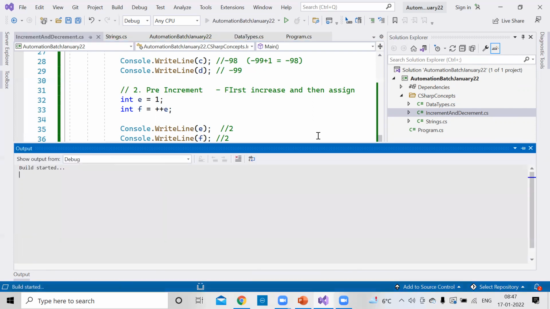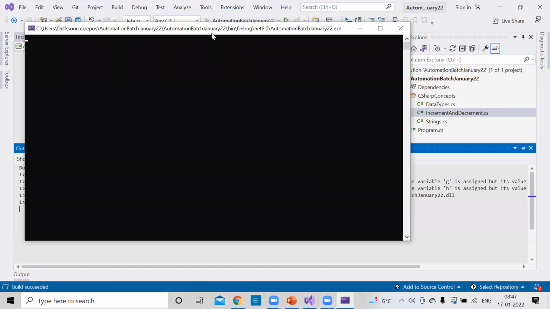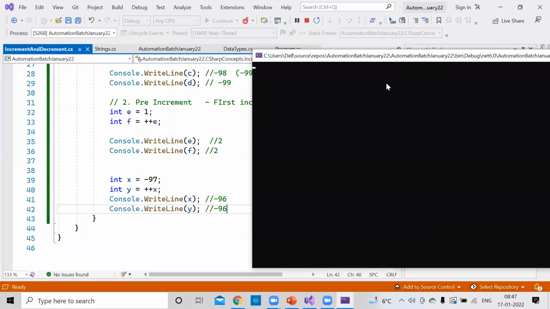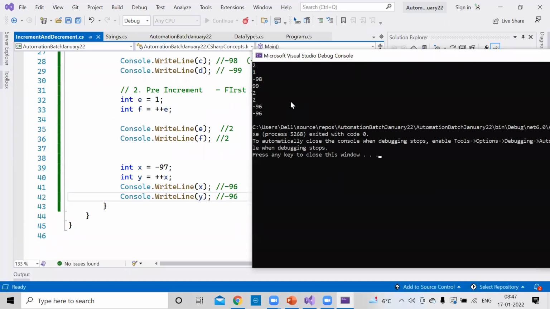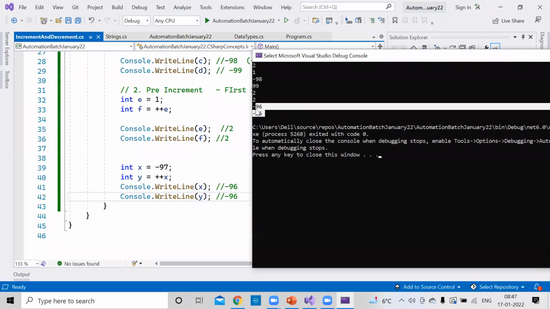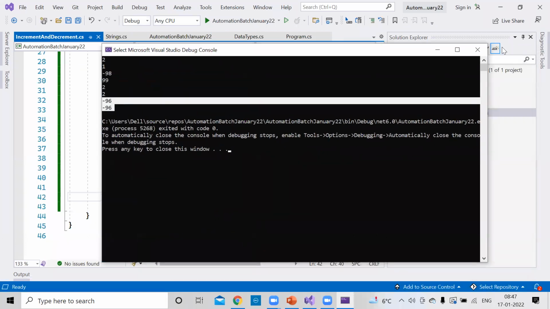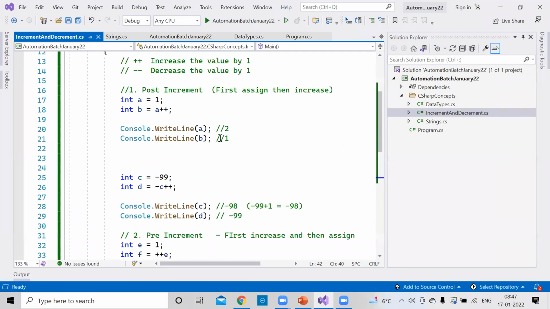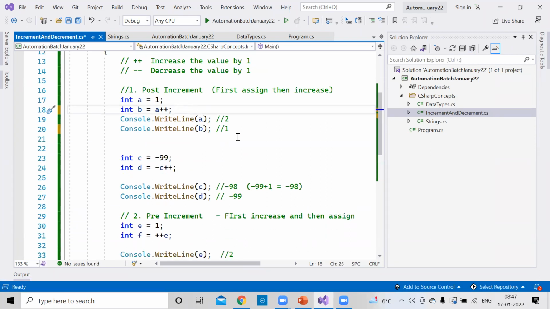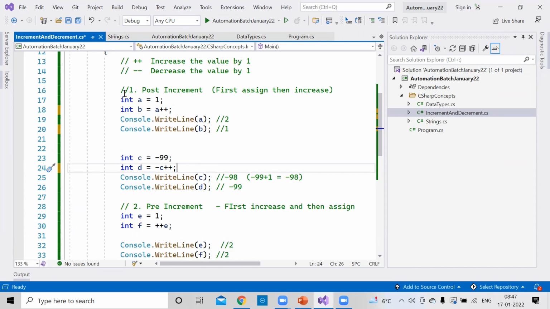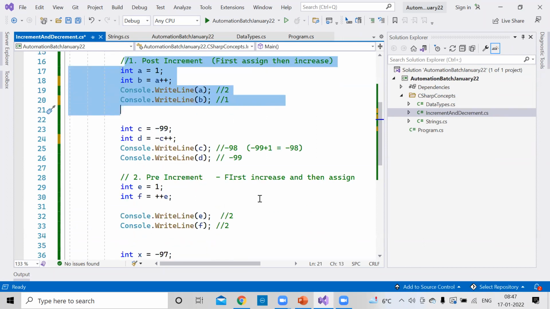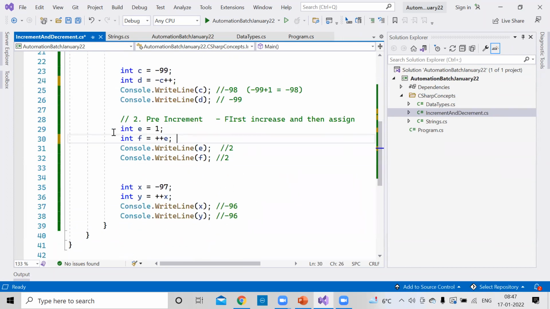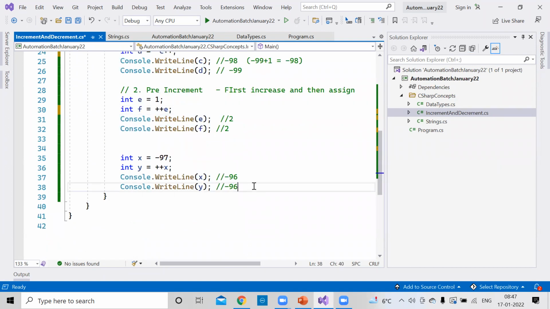Okay, let us execute it and try to look into the console. Yeah, so it's minus 96 and minus 96. We are correct. Okay. So we have understood so far the pre-increment and post-increment. So this was the post-increment example 2, and this is pre-increment example 1 and example 2. Okay. Third concept, let's look into the post-decrement.